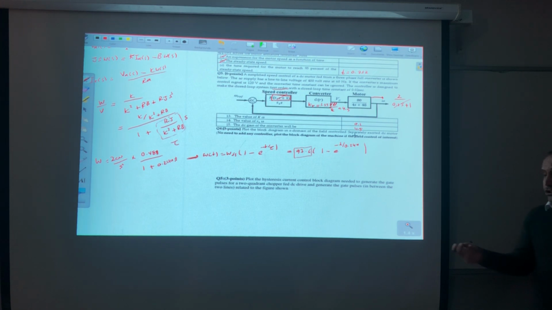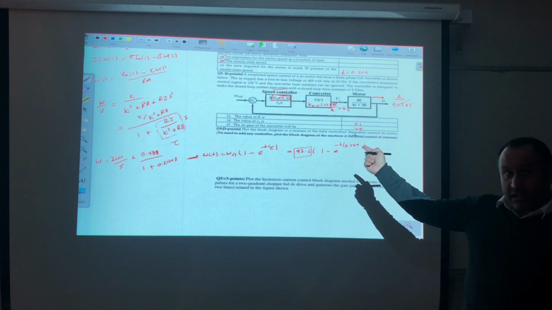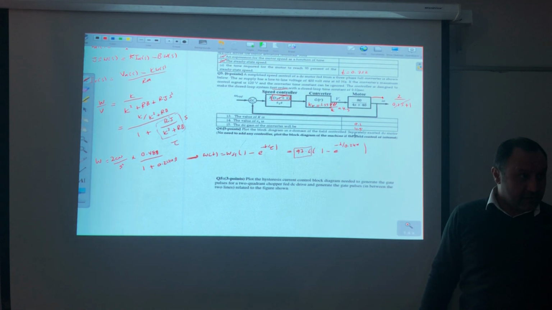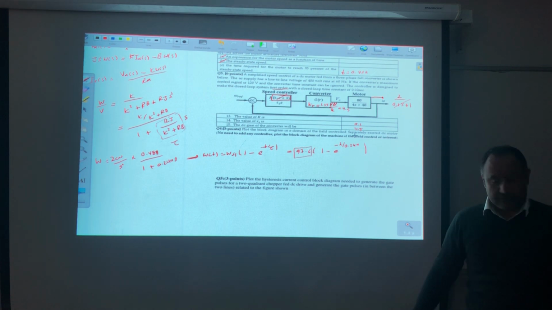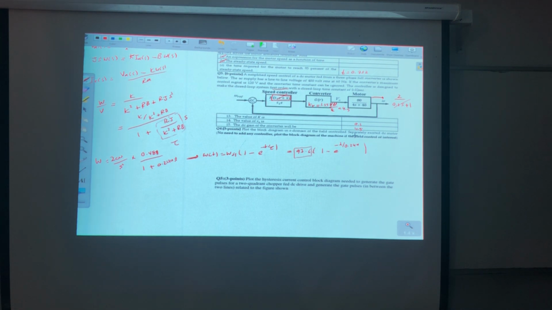Now the last thing, now I need to find the closed loop. Why? I need to specify the K, the gain for the controller, according to the closed loop time constant. So now the block diagram.